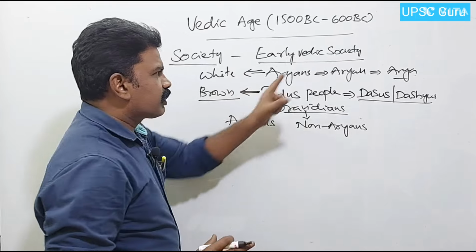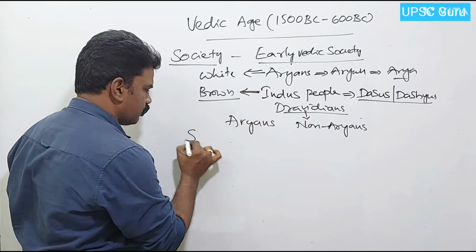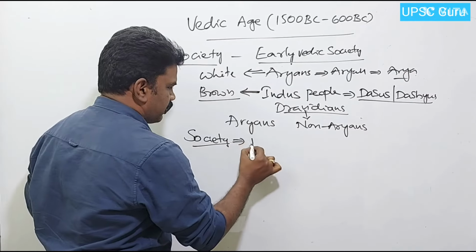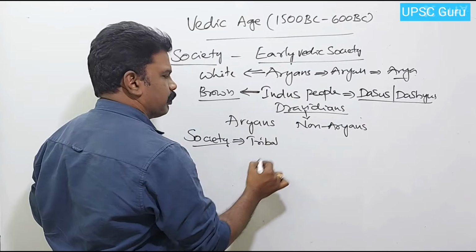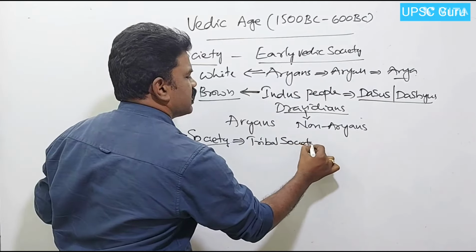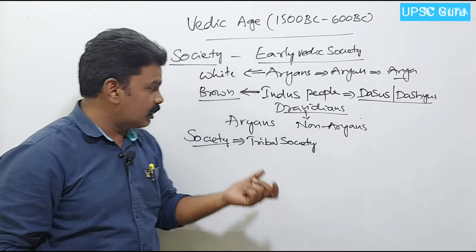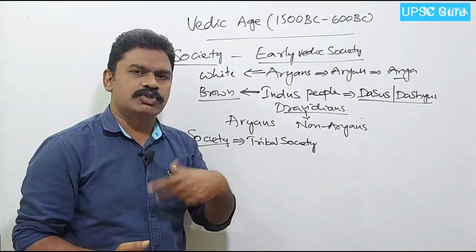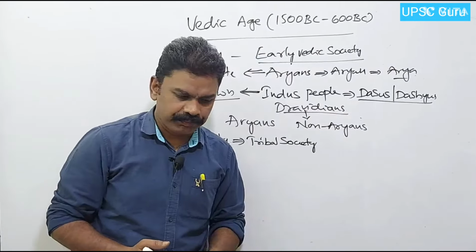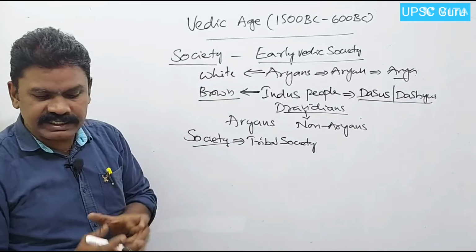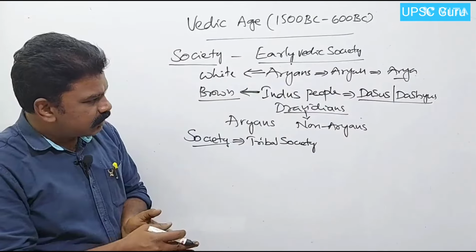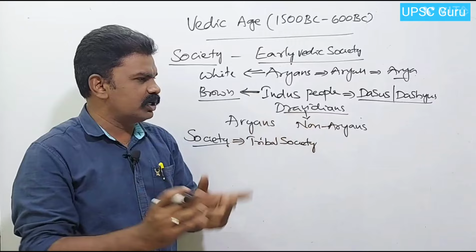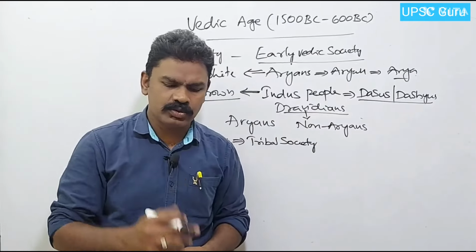So after this, the society of this period, the society of the Aryans, was a tribal society, because the people were tribal people. Indus people lived in cities and towns, but Aryans lived in villages as tribes. Indigenous Indians, non-Aryans, lost their towns and cities. Might be they moved towards South India. South Indians were called Dravidians, according to some historians.